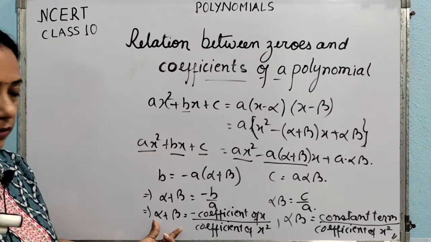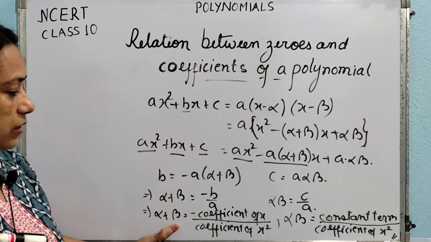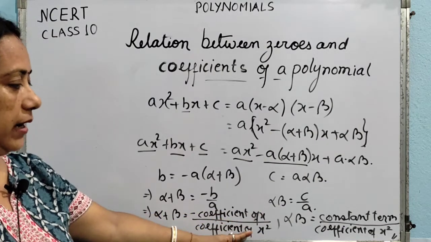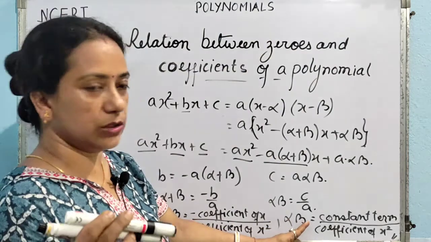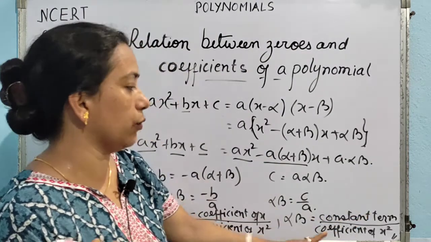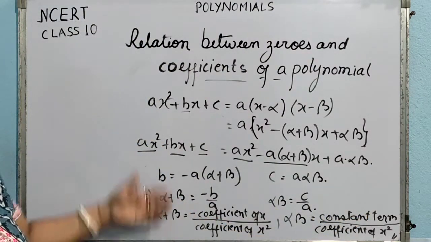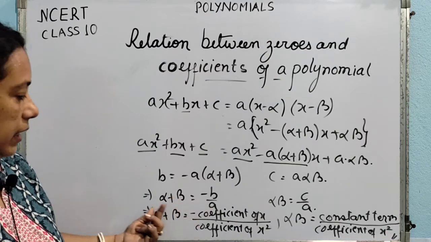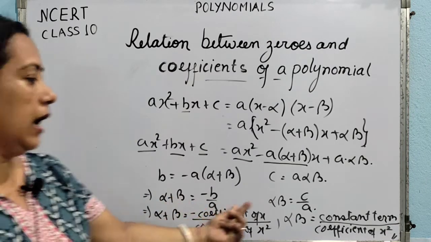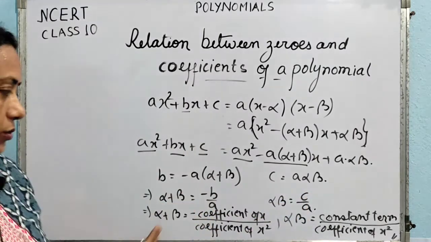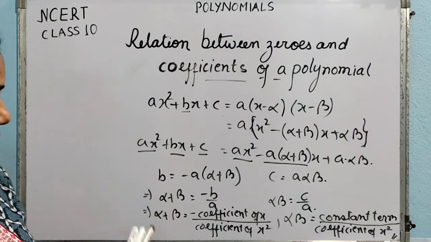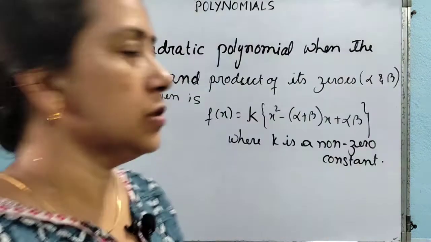So what did we get? That the sum of the zeros is equal to minus of coefficient of x by coefficient of x square, and the product of the zeros is equal to constant term by coefficient of x square. When you do the sums, you need to remember this: alpha plus beta is equal to minus b by a, alpha into beta is equal to c by a. So here we got the relation between the two things, that is the zeros and the coefficients.